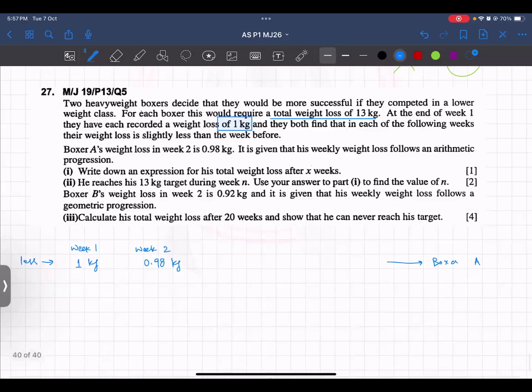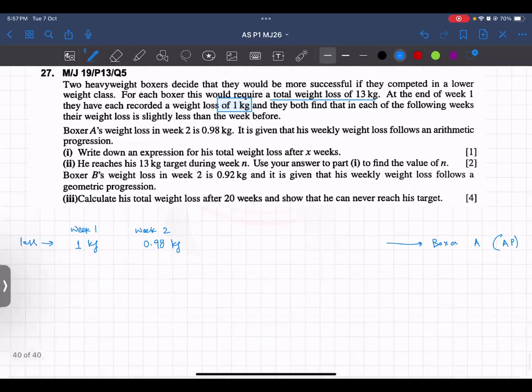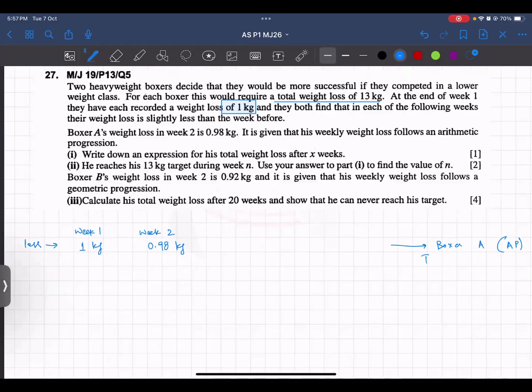It is given that his weekly weight loss follows an AP, so you will do the AP thing over here. Write down an expression for his total weight loss after x weeks. This means that total weight loss would be the sum of the loss in all weeks. So total weight loss is the sum of n, right? Week 1 is your a. He is losing 1 kilogram in the first week, then he is losing 0.98 in the second week.